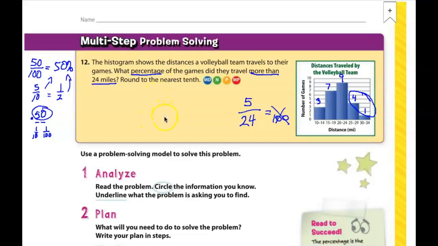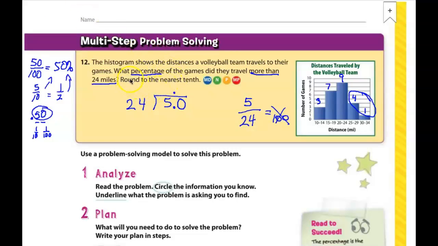Answer that for me, please. Very good. We do that by dividing. So we're going to take the number 5, and we're going to divide that by 24. In order to do this, we have to recognize that the decimal of the 5 is right there, and we're going to have to annex a 0. Go ahead and solve that division problem for me, please.